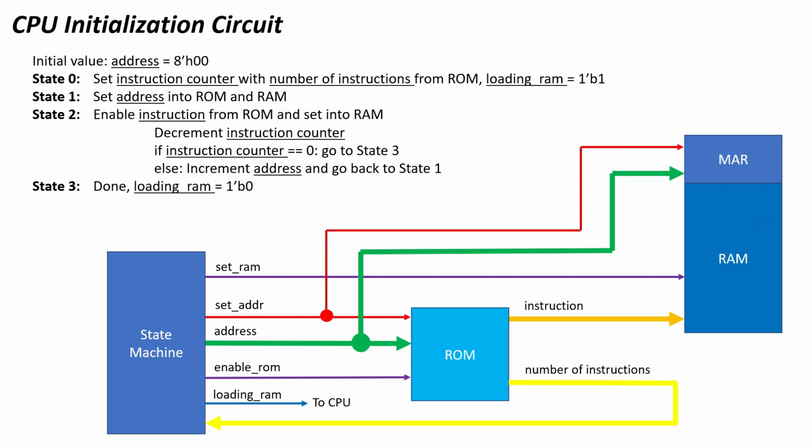And when we get to 0, which means we have transferred all the instructions, we'll go to state 3, which is a done state. We'll turn off the loading RAM signal, and the state machine will just sit in state 3, it's done.